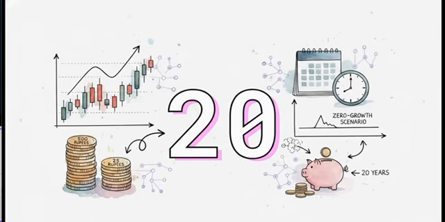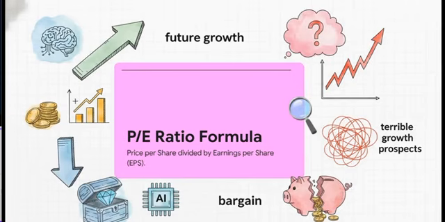Let's put some numbers to it. Say a stock is trading at 500 rupees and its earnings per share sits at 25 rupees. You are paying exactly 20 rupees for every 1 rupee of earnings. Basically, in a zero-growth world, it would take you exactly 20 years to earn back your initial investment. Makes sense, right? Now, the formula itself is just price per share divided by earnings per share.